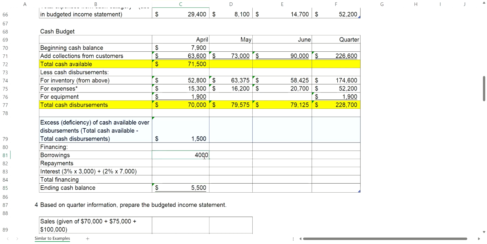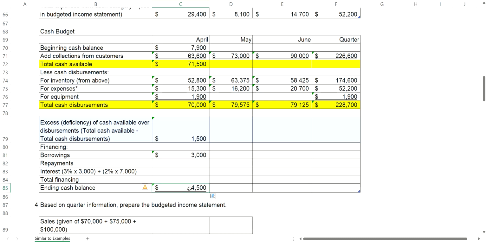Oh, I'm sorry, I'll take that back. We just have to borrow 3,000. Okay, therefore the cash at the end would be 4,500. Okay, because 4,000 minus 1,500 is actually 2,500. My apologies on my math errors. So we just need to borrow 3,000. Now we can't just borrow 2,500 because it says we have to borrow in increments of 1,000. Okay, so that gets us at 4,500 ending balance for April.